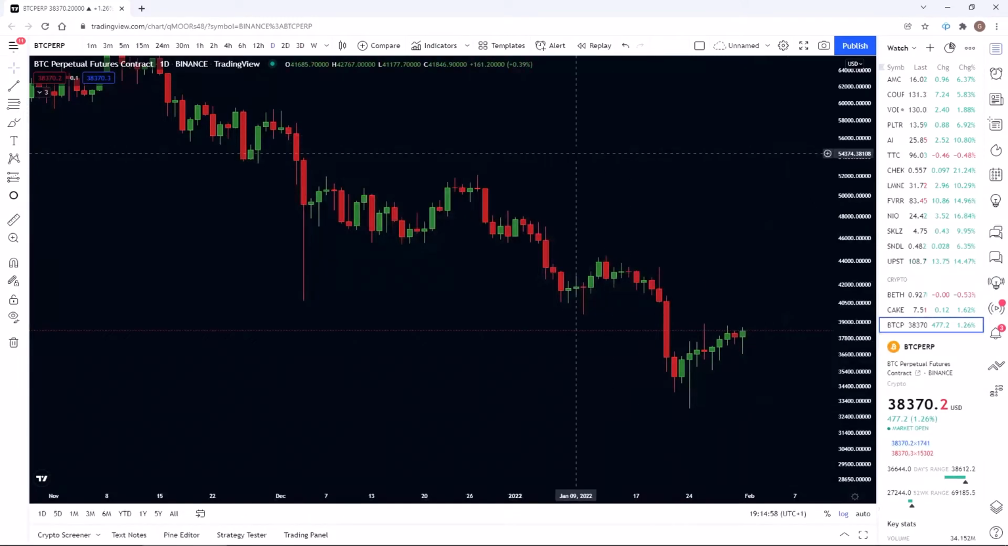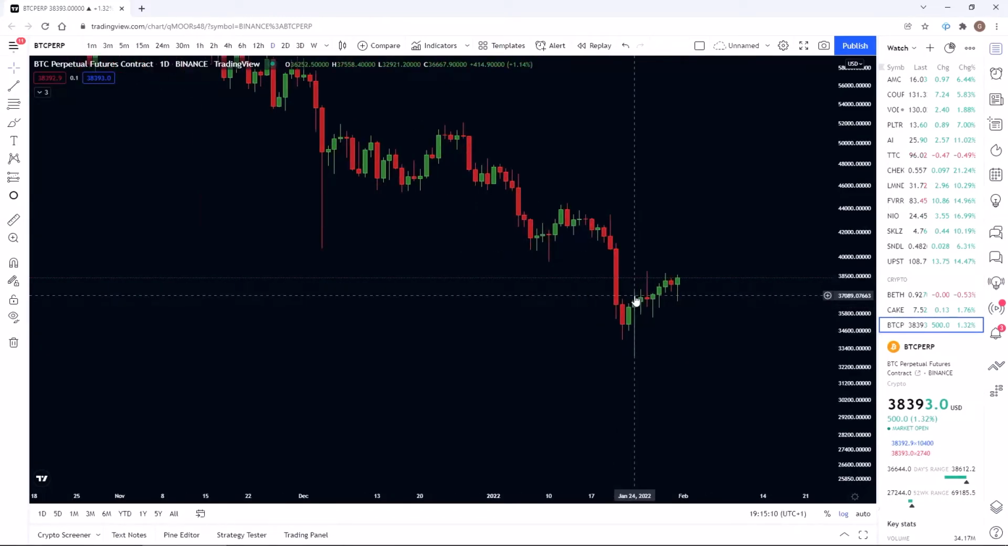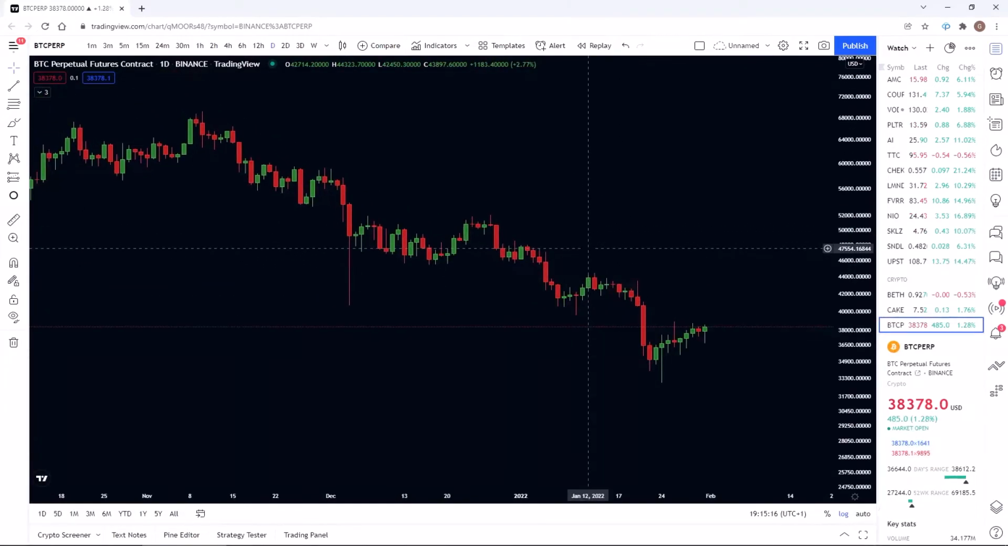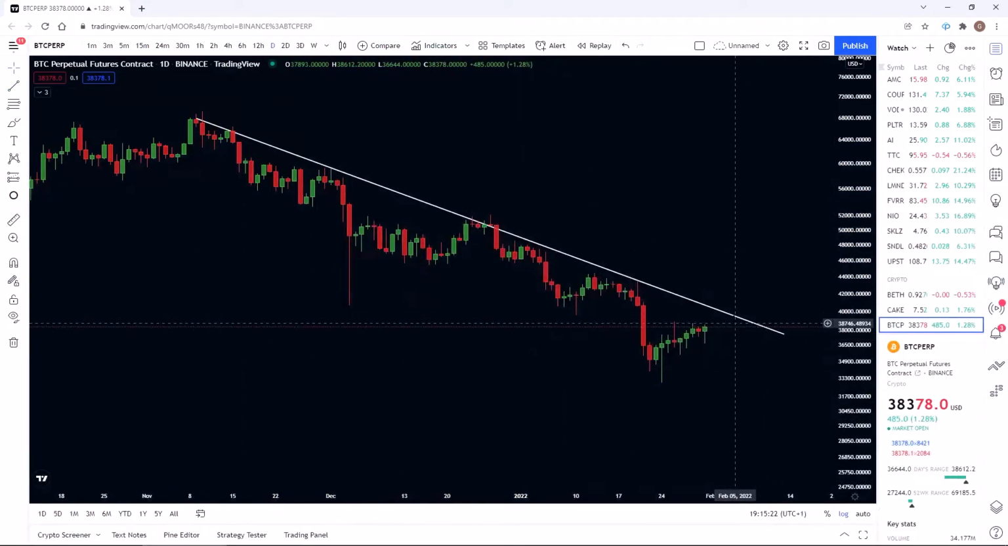We're on the Bitcoin chart. Once again, as you can see, since the last video, Bitcoin went up from about 35 to 38, 39k. So it looks like we're starting to see a little bit of a bounce from the last drop. However, just very quickly, we're still very much in a downward trend, so we first need to see it break this trend line.